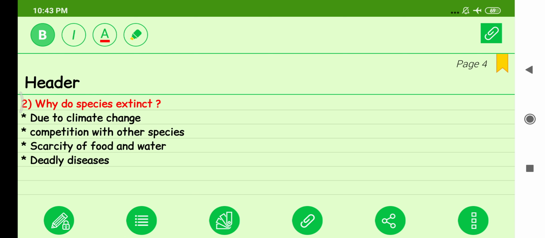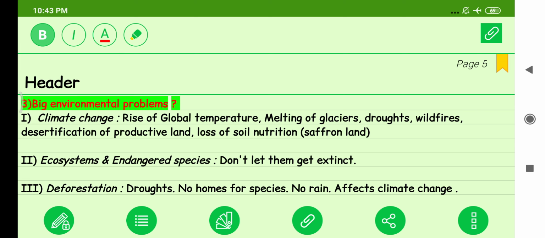Second component of the lecture is why do species go extinct, and there are several reasons. Main reason is due to climate change, competition with other species, scarcity of food and water, deadly diseases. Sometimes deadly diseases attack species and kill them. Again, corona kills human beings, kills us. If it is not stopped, we all will die. And there is this component number 3, big environmental problems.